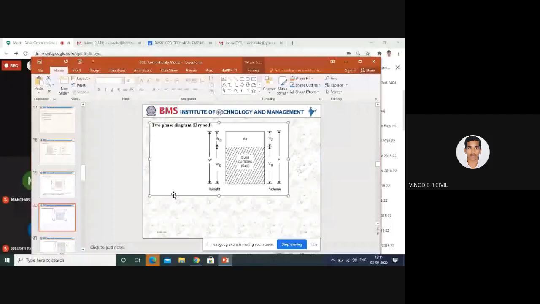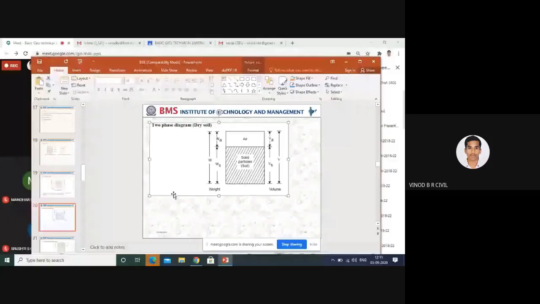The second one is the two-phase diagram. There is completely dry soil. The best example is a football ground. On the bottom side you can see the solid particles, the soil, completely dry soil. Above the soil there is air. In this two-phase diagram the soil is completely dry, which means the moisture content is 0.